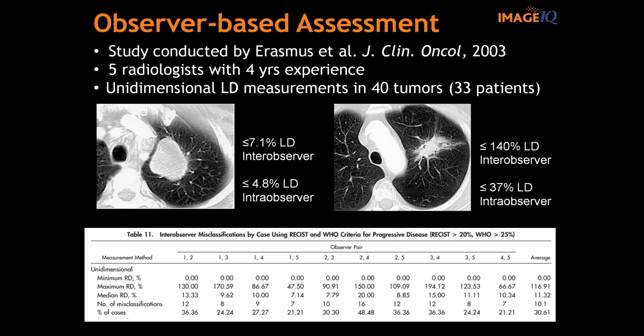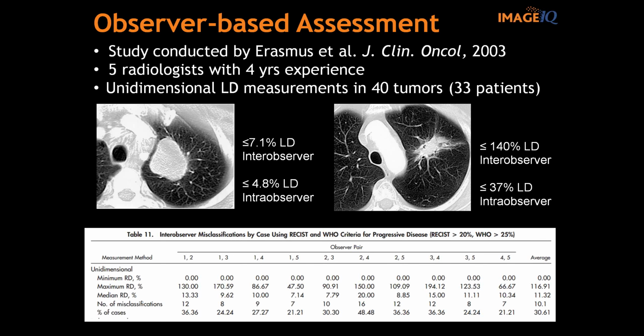Thanks, Andrew. I thought it might be interesting to give you some output on what kind of variability you might get with an observer-based assessment. Andrew talked about how there are deficiencies in RECIST in terms of how well you define response. The volumetric analysis has been shown to be an improved option for defining response, and there are a lot of papers that go through that.